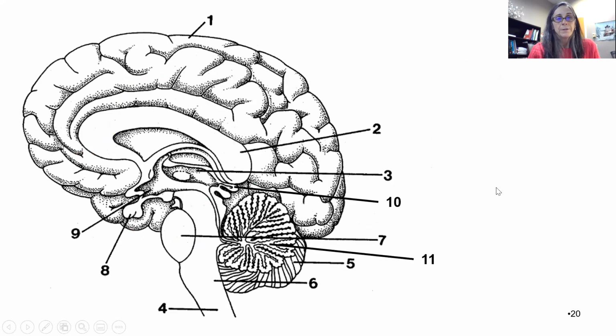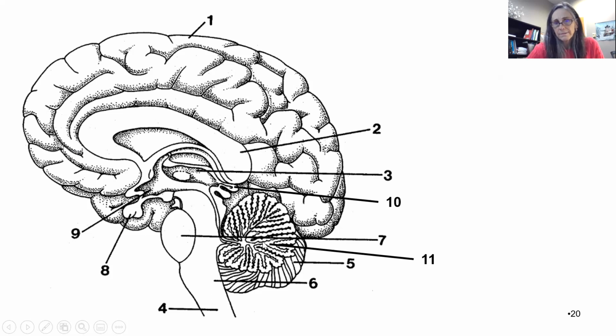I do have a picture of the brain, so make sure that you are familiar with this. So 1 is the cerebrum, 2 is the corpus callosum, 3 is the diencephalon, 10 is the pineal body or gland. We have 9, the hypothalamus, followed by 8, the pituitary gland, followed by 7, the pons, followed by 4, the medulla oblongata, and 6, the brain stem.